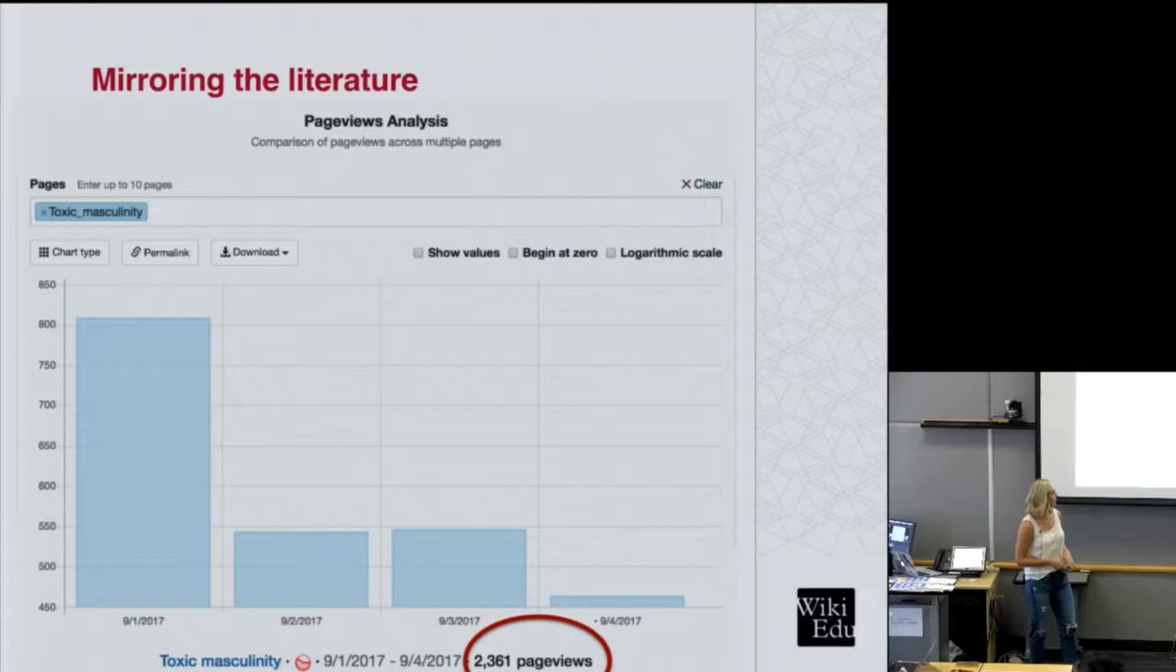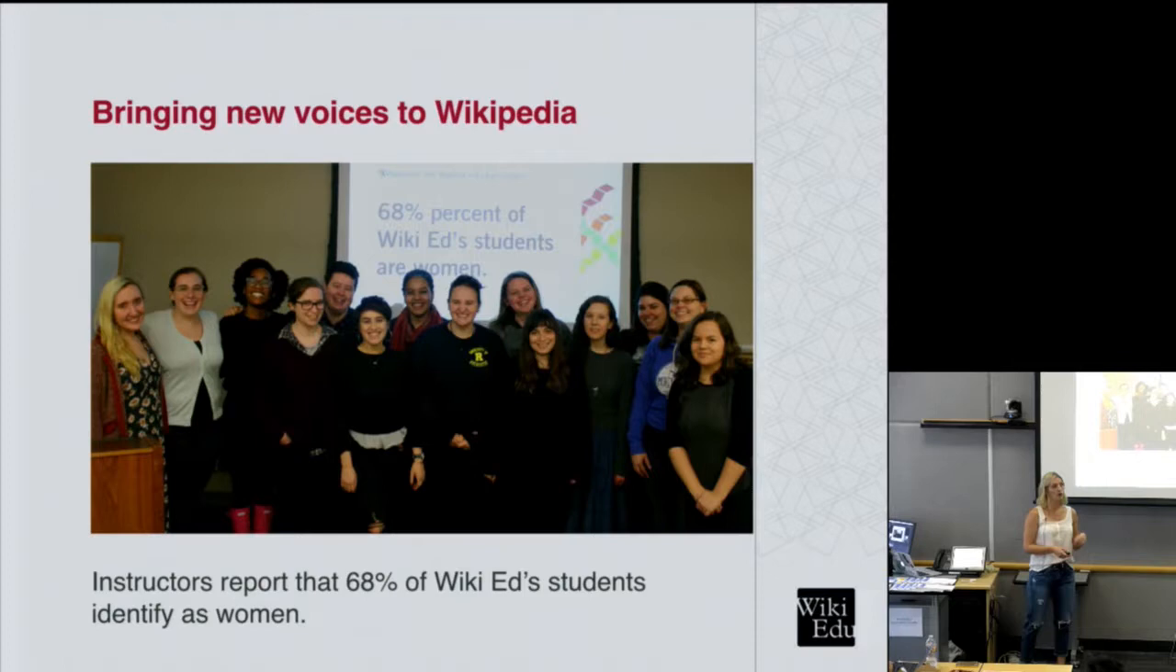So 68% of the students that we work with are women, but that is very much a representation of the number of women who usually attend American universities. We're very proud because that is significantly higher than the 10 to 15% normal editorship that exists on Wikipedia. And so we are definitely trying to bring diverse voices to the content.